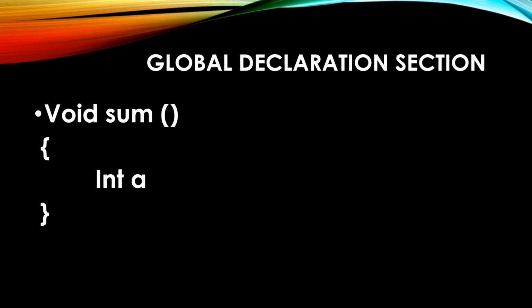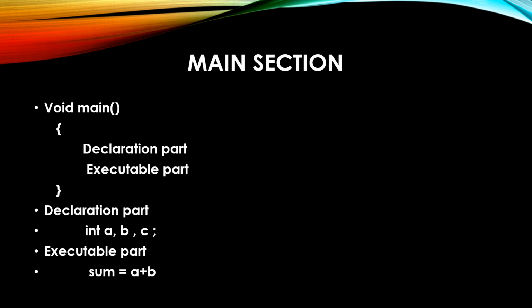If you want to include subtraction, then replace sum with subtraction. This is the global declaration variable. Next one is the main section. This section is compulsory, totally compulsory, a very important section. This is not an option.